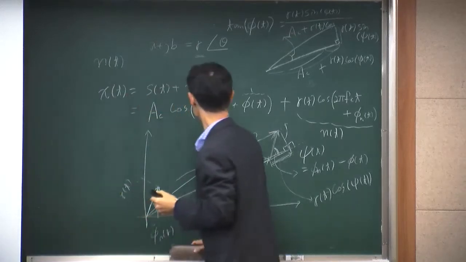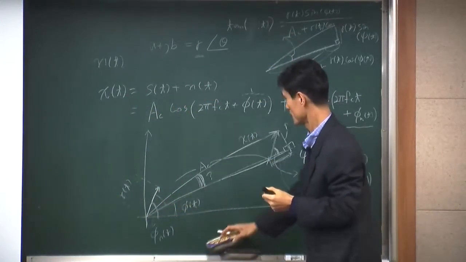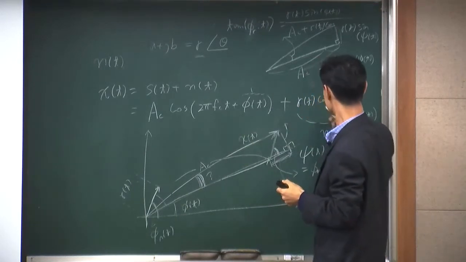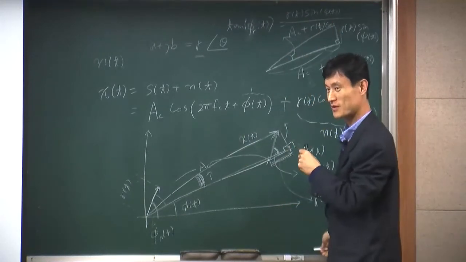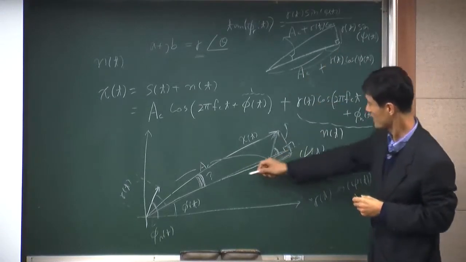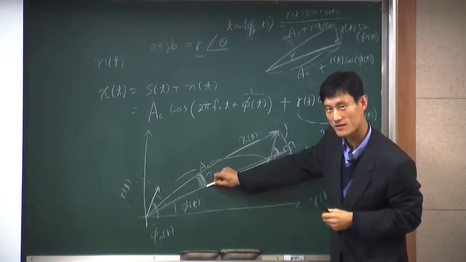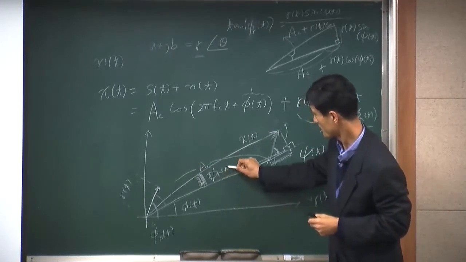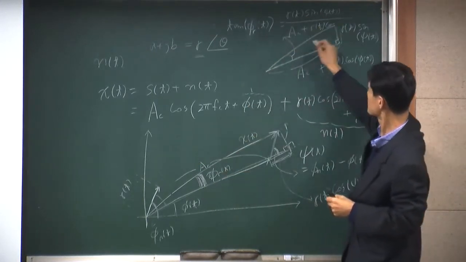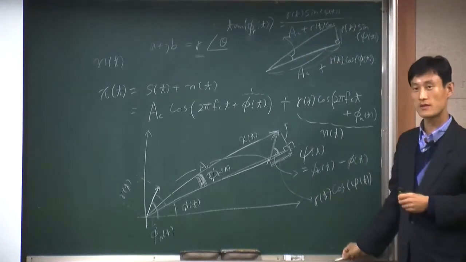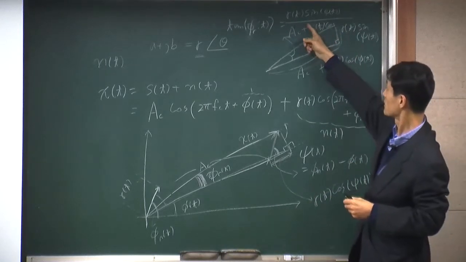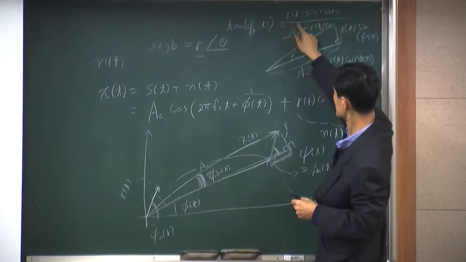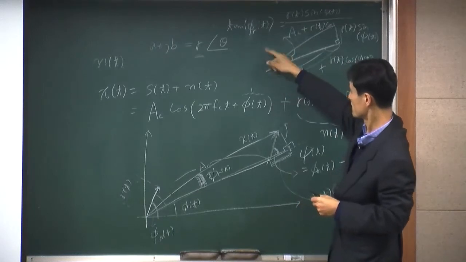Since we need so many symbols, we have phi, phi r, psi. We have so many terms, but what I'm talking about is this angle right here, which we call phi r. How to get phi r is the tangent inverse of this. Then we're going to get this phi r.